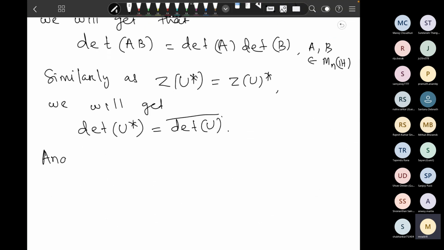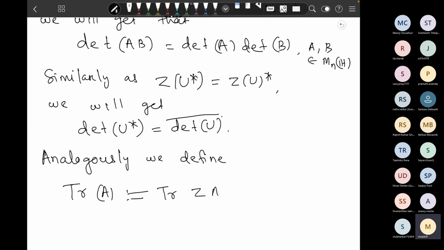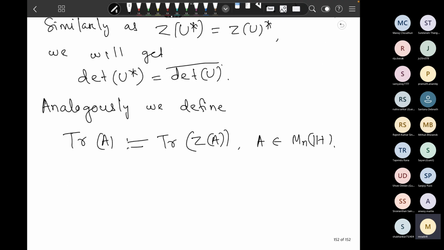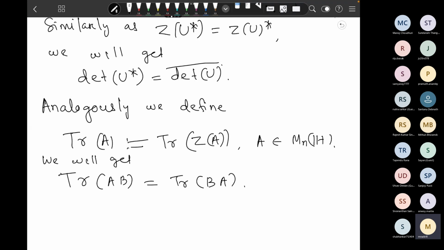So analogously, we define the trace of A to be equal to the trace of ZA, where A belongs to MNH. This notion of trace we do not need much, but we will get that the trace of AB is equal to the trace of BA. You can check that.